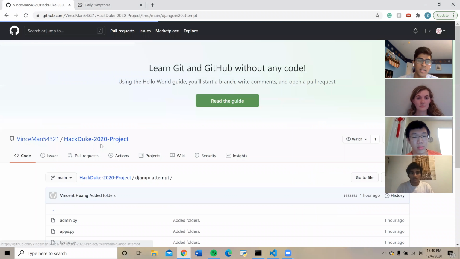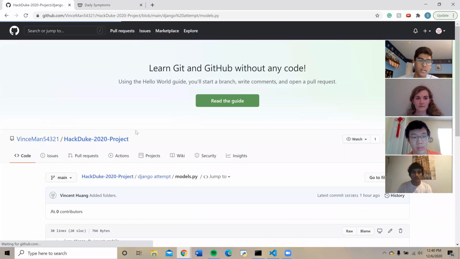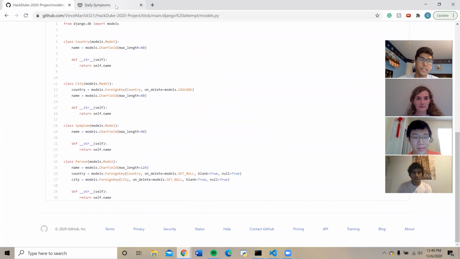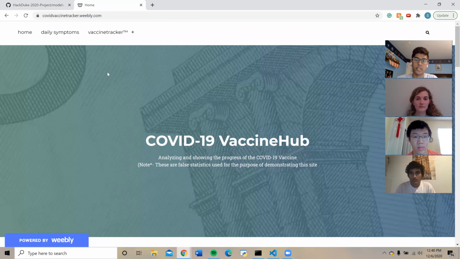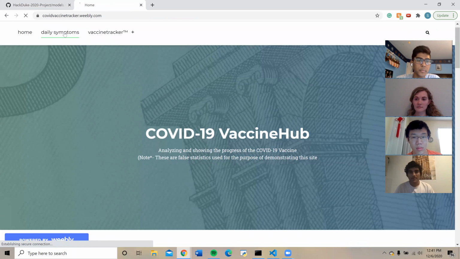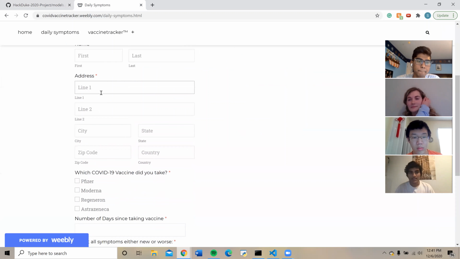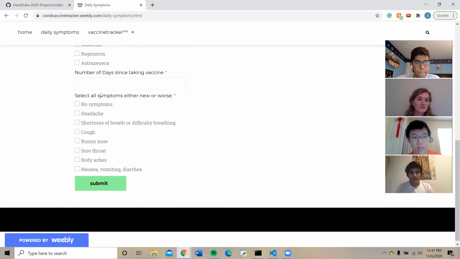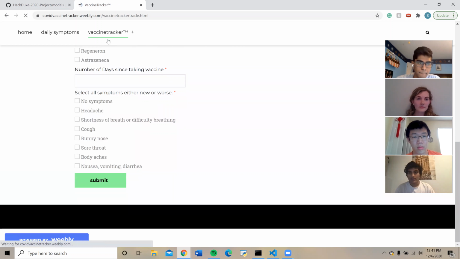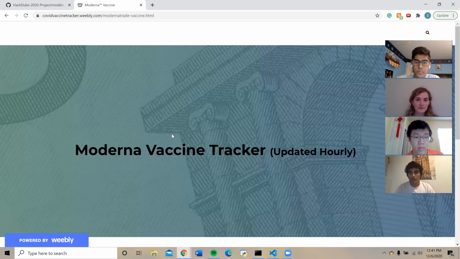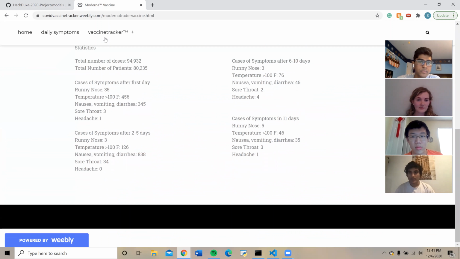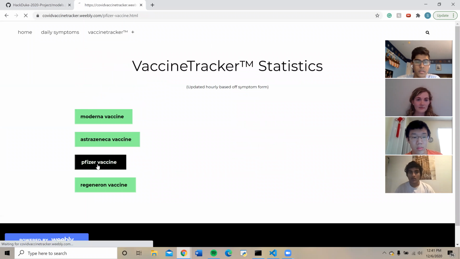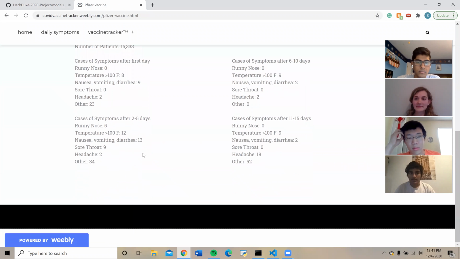Here's our Django attempt, and since this didn't work, we created a Weebly website to outline our idea of what it would look like. Right, so this is what our website will look like. Patients who have taken the vaccine will monitor their symptoms as well as which vaccine they take. And the data that this results will show public health organizations as well as the vaccine companies themselves if their vaccine is working or if there are dangerous side effects to these vaccines.